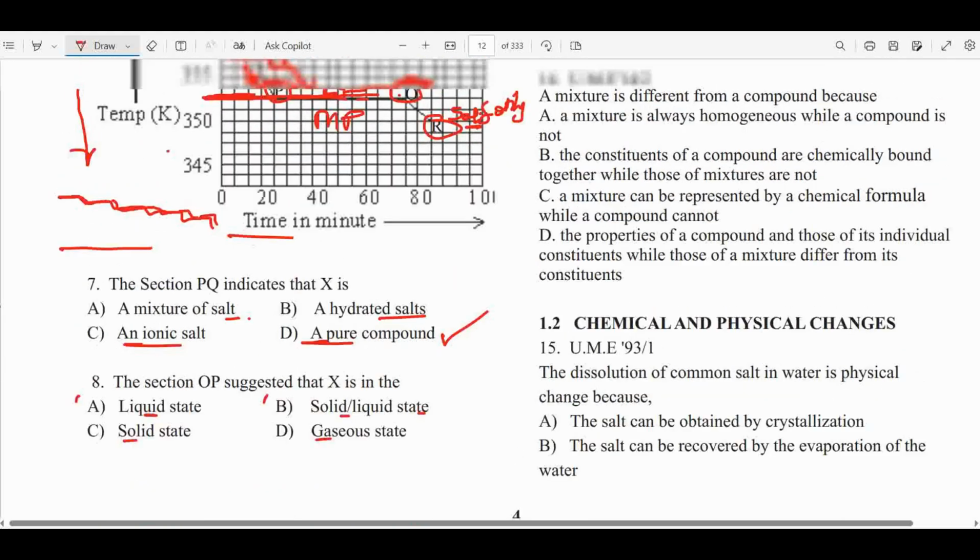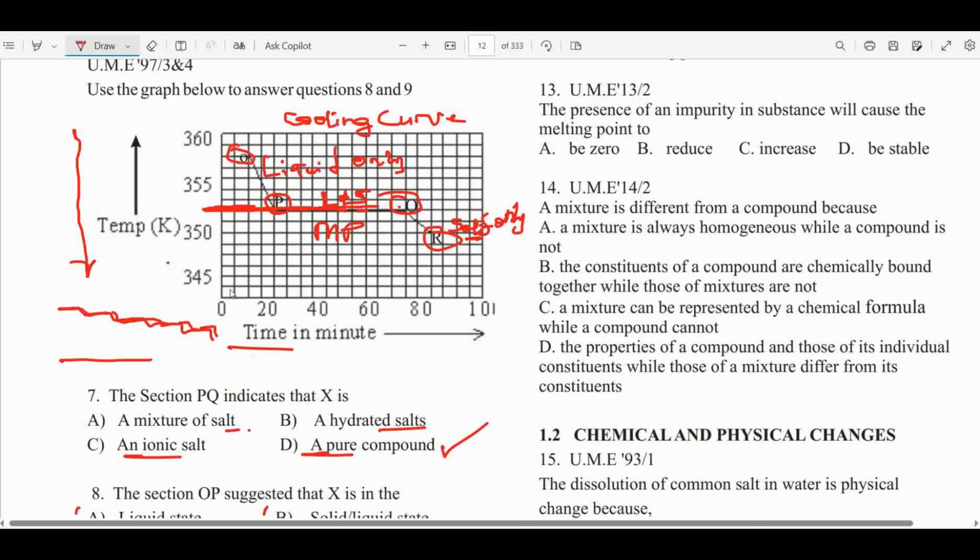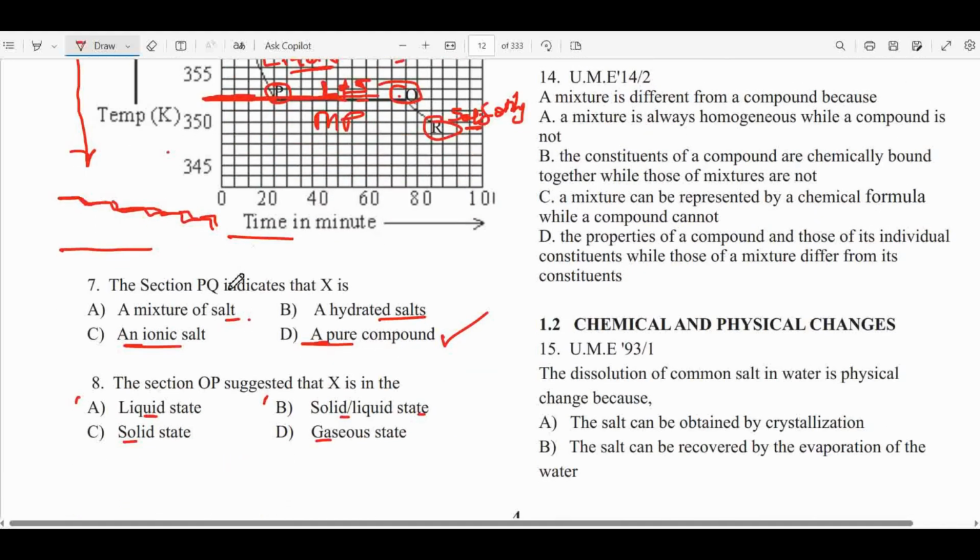Now, another part of the question says the section OP suggests that X is. Now, what's the section OP? Let's go back to that. Section OP is this point here, which is the liquid phase. So OP is a liquid state. If you go back to the last video, I treated the cooling curve and the heating curve in that video. That would refresh your memory. So the right answer to this is A.